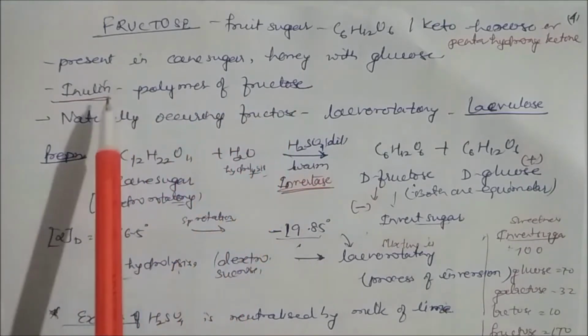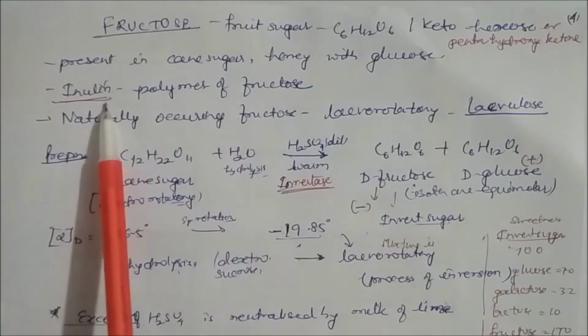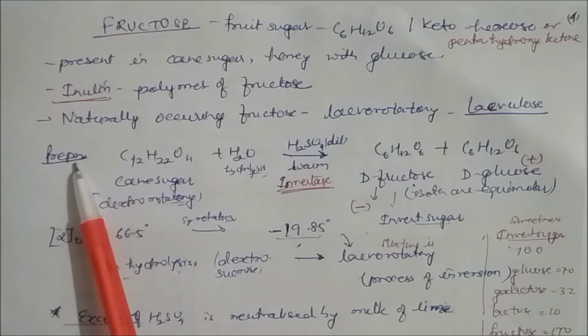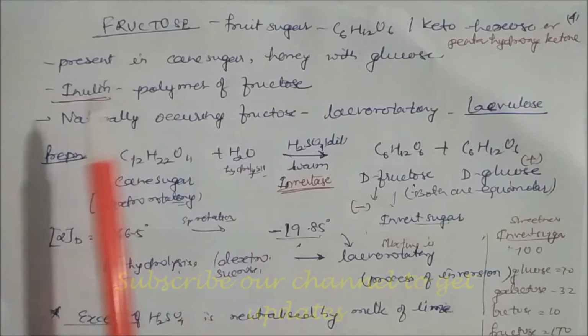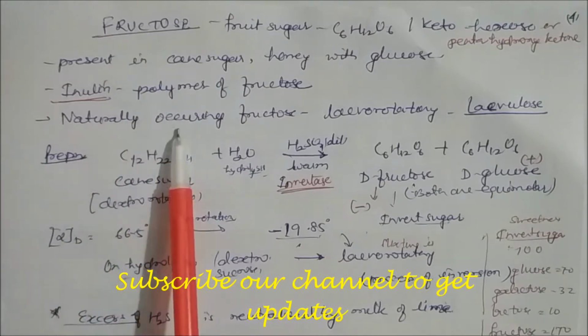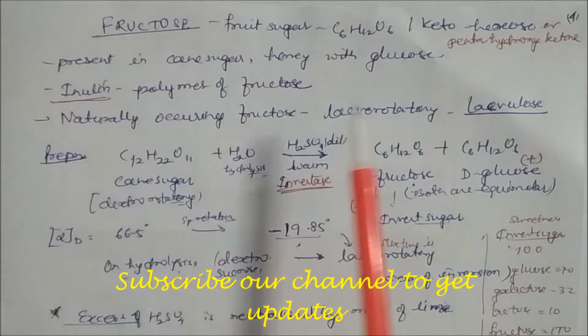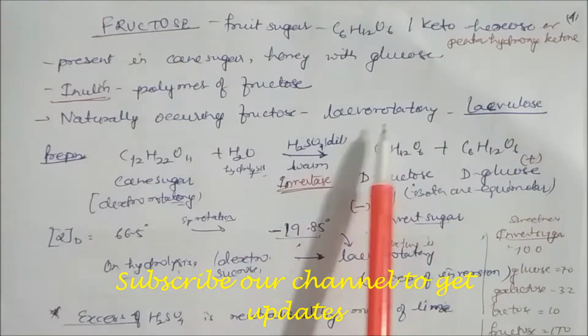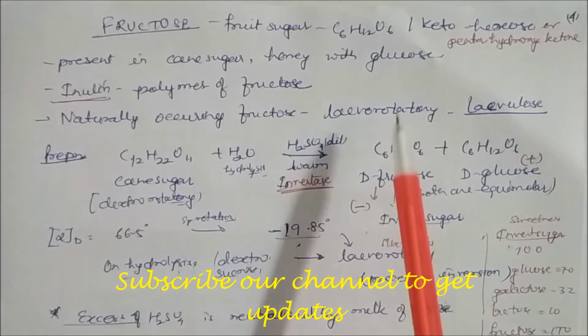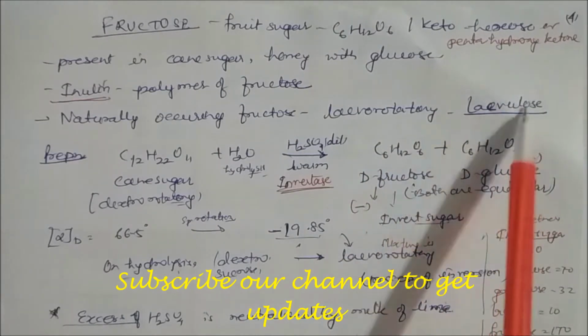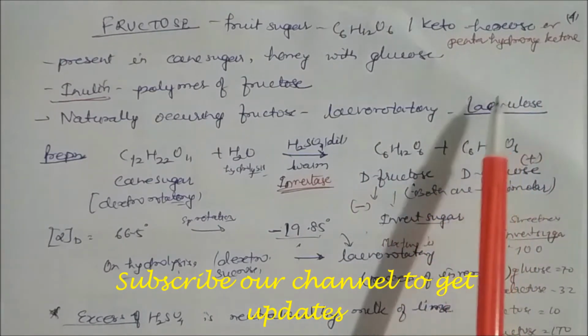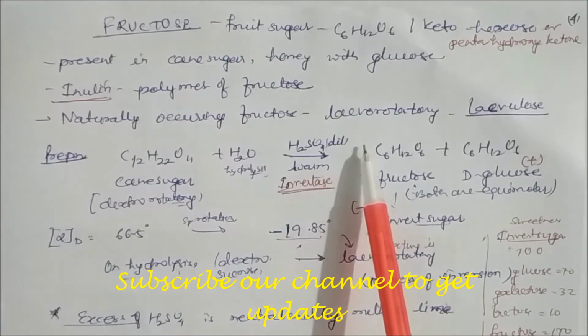The polymer of fructose is called inulin. So this is also one of the important questions. And one of the most important things is that when fructose occurs in natural form, it is laevorotatory. So unlike glucose, which is dextrose, this is laevorotatory, so it's also called levulose. Levulose is fructose and glucose is dextrose.